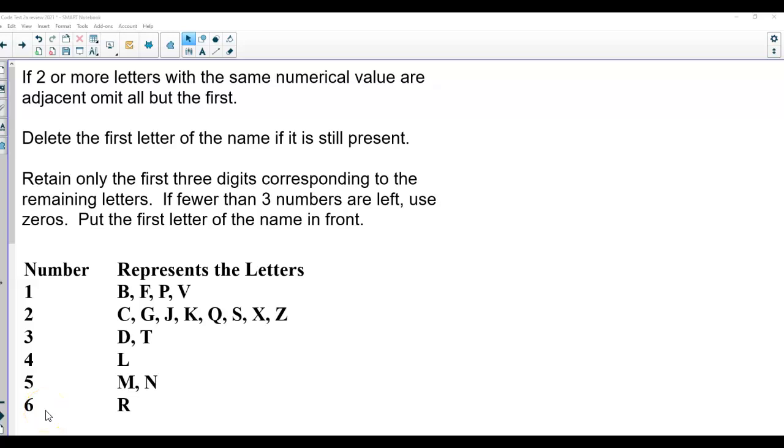On the test, all this information is going to be given to you. Okay? You don't need to memorize anything.